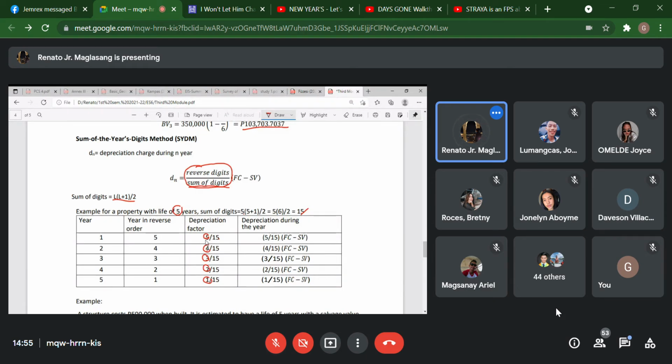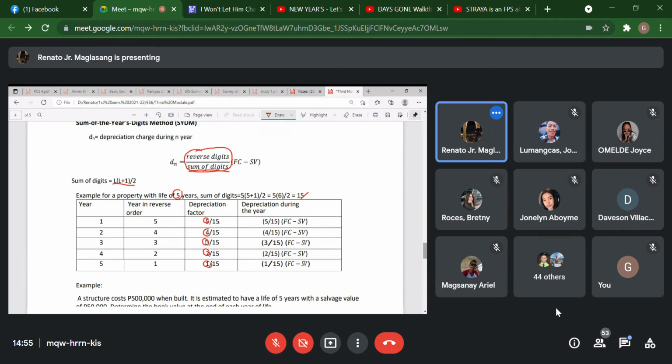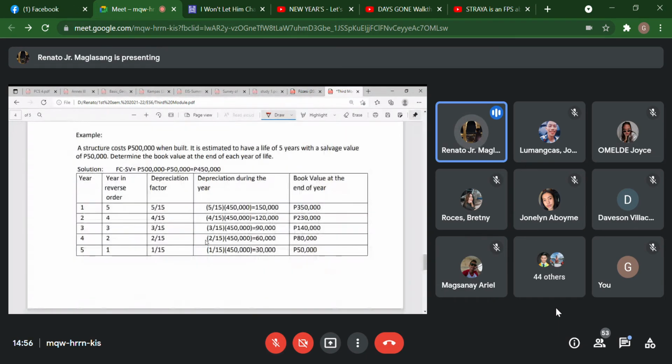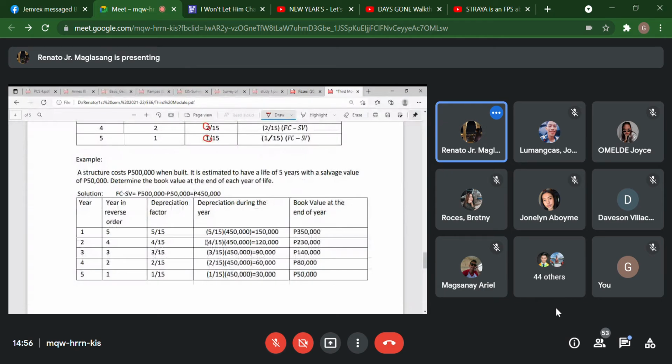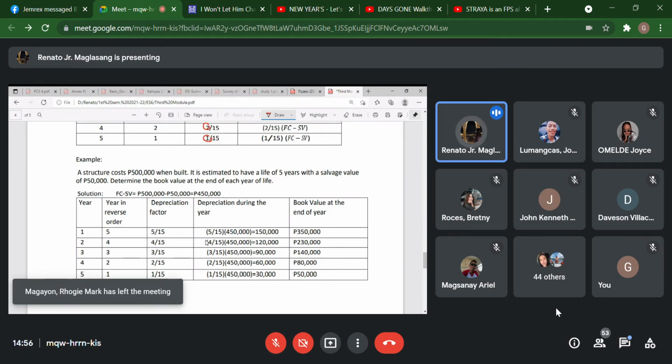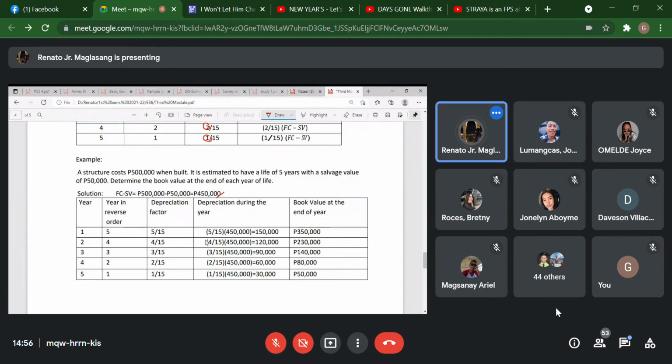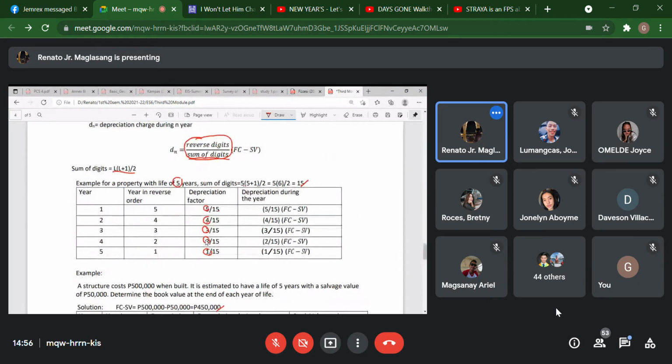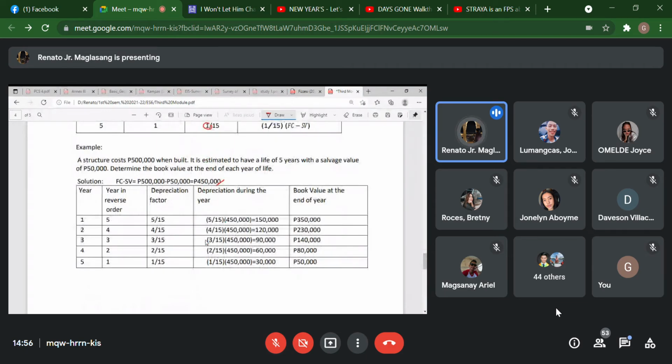I think it's clear. So, for example, you have a structure that cost 500,000 when built. It is estimated to last 5 years with a salvage value of 50,000. Determine the book value at the end of each year of life. To make the solution simpler, first cost minus salvage value is equal to 450,000. Since they have the same years, you just copy.